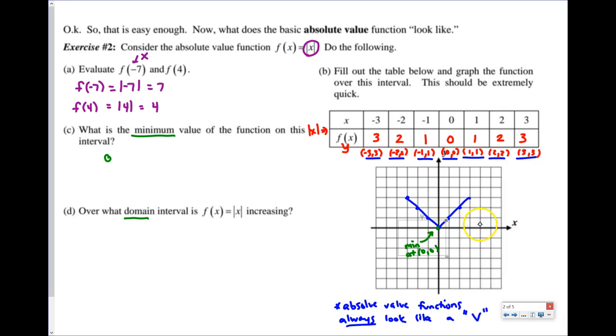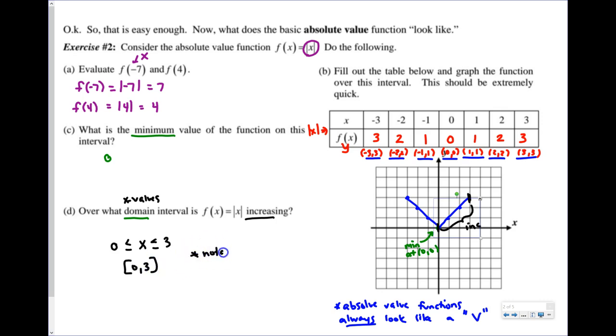Domain means our x values. And I want domain notation, so it's going to look like this. Where is it increasing? Well, it's increasing from here to here. So that's from x equals 0, from this point right here all the way until that point at 1, 2, 3. You could also write it in this notation.